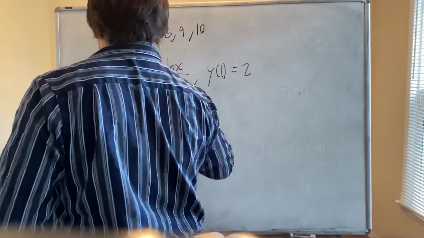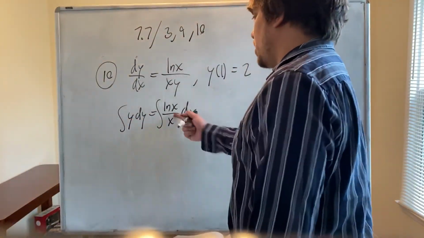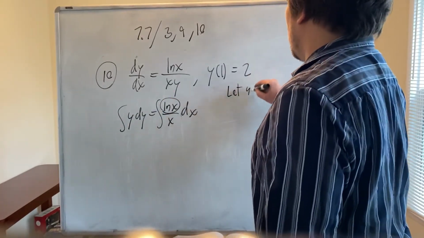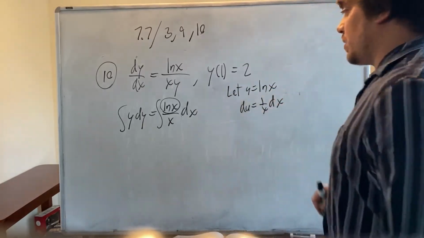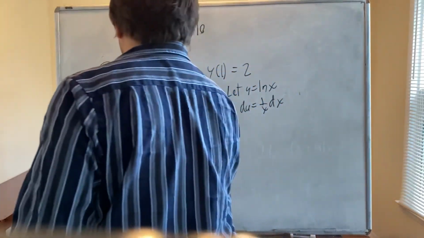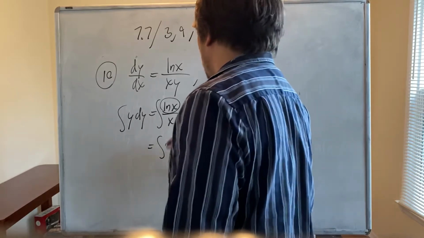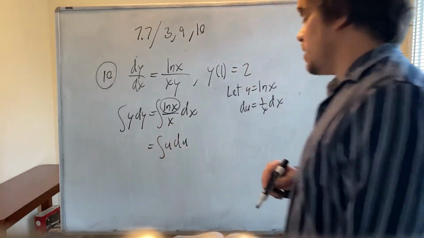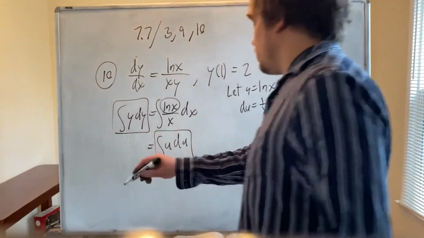Integrate both sides. The integral of y dy equals the integral of ln of x over x dx. So that integral is easy to compute. This one, we need u substitution. So I'm going to let u equal ln x. du is equal to 1 over x dx. So that means that this equals the integral of, so ln of x is u, and then the x in the denominator is 1 over x dx, and that's du. That equals the integral of u du.